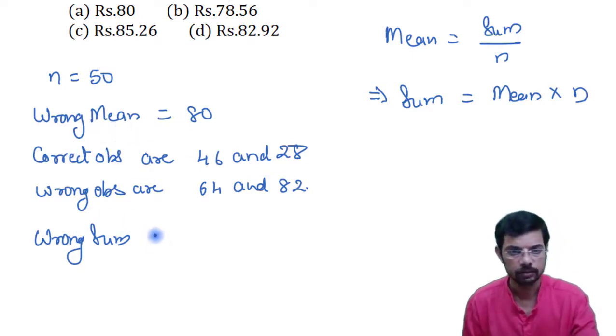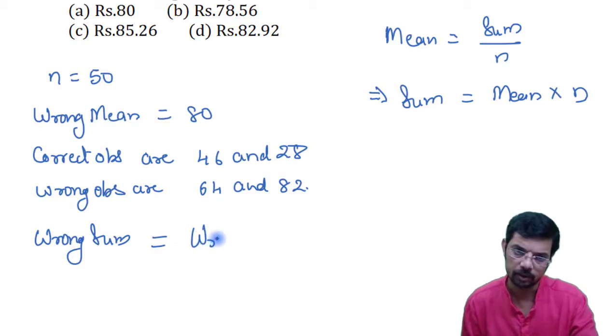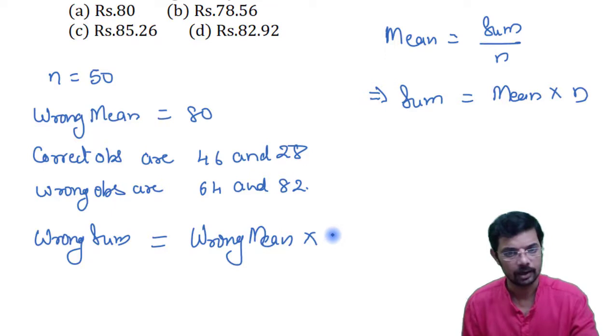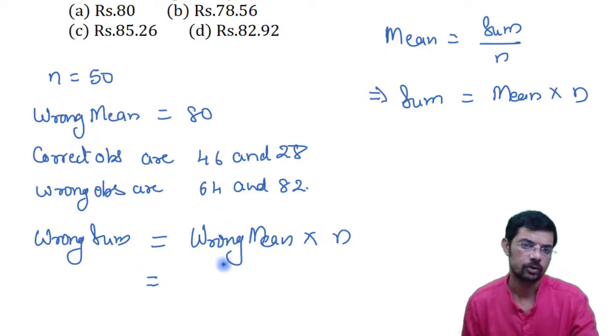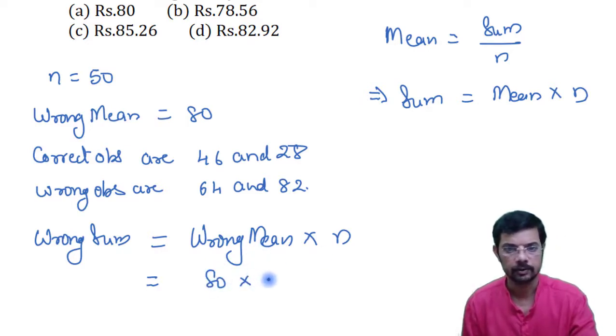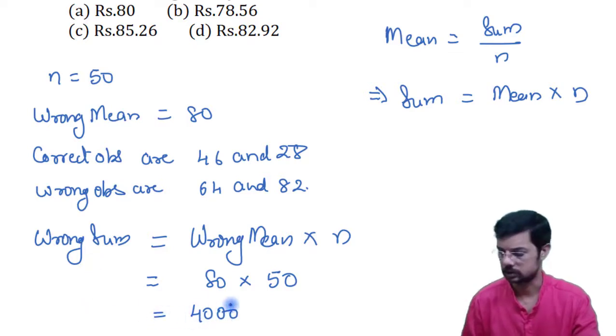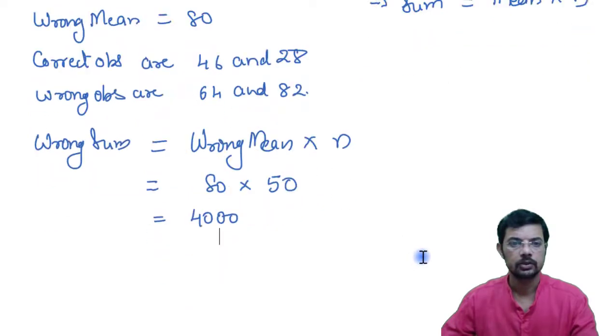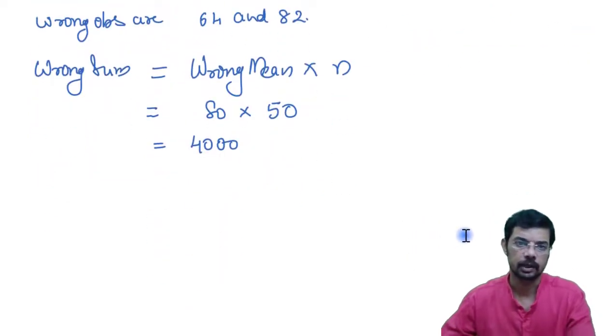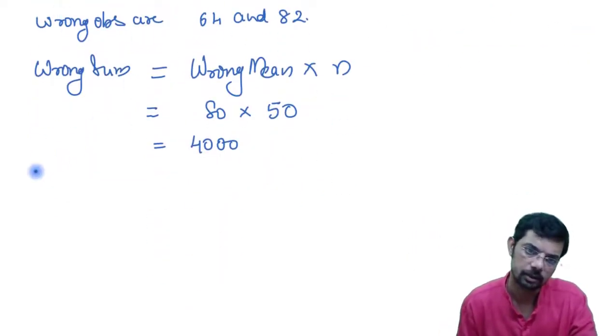The wrong sum will be equal to the wrong mean into n. So the wrong sum is what we need to find out. The wrong mean is 80 into n, n is equal to 50. 8 5s are 40 and we have 2 zeros. So the wrong sum is 4000. Now we need to correct the sum. How to correct the sum?